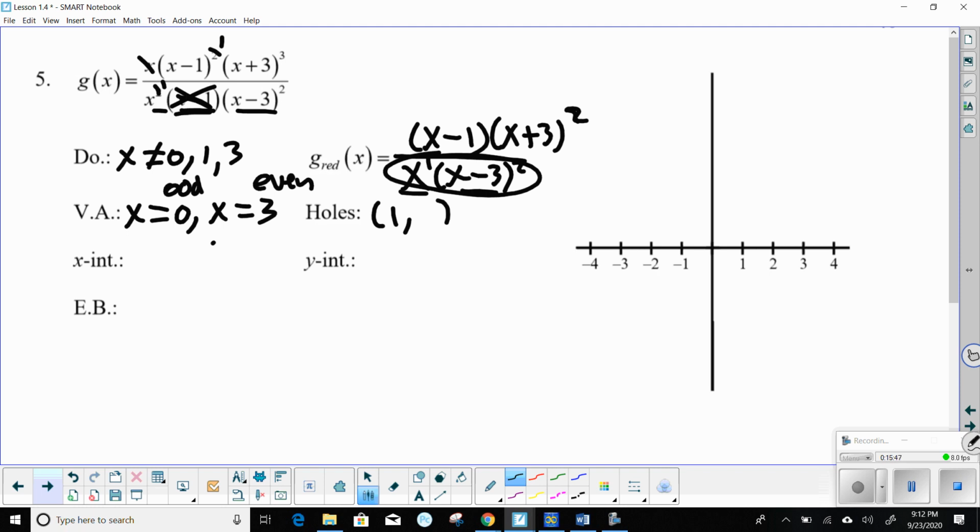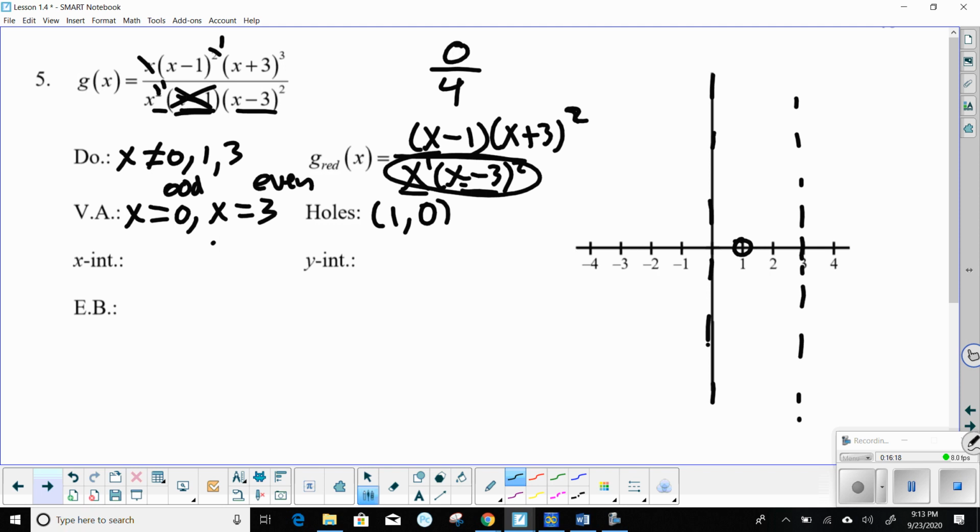So if I plug 1 into there, I get 1 minus 1 is 0, 0 times 4 squared is 16. I get a 0 on top. On the bottom, I get 1 times 1 minus 3 is negative 2 squared is 4. So we end up with a 4 on the bottom. 0 divided by 4 is 0. So over here at 1, 0, there's a hole in the graph. And we know at x equals 0, there's a vertical asymptote, and at x equals 3, there's a vertical asymptote.